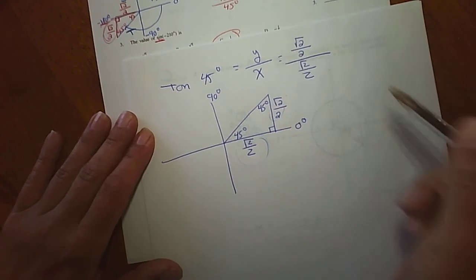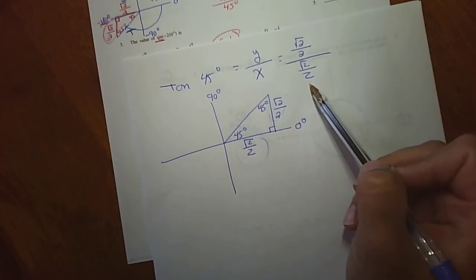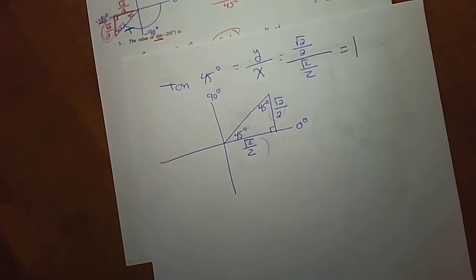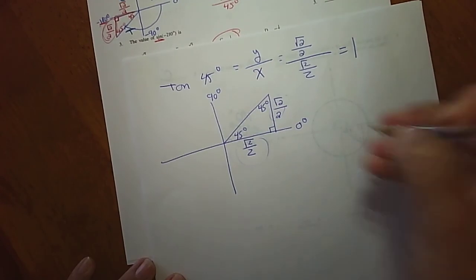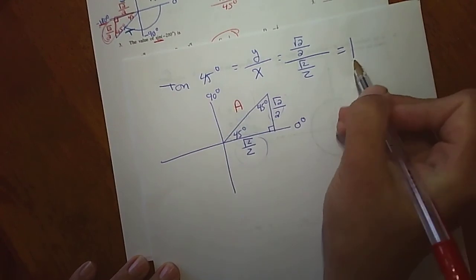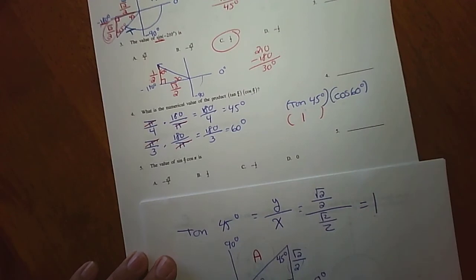And just like we did a minute ago, when the numerator and the denominator are the same, what's the answer? 1. Now, we have to decide, is it positive 1 or negative 1? Well, we're in the A quadrant. That means all things are positive, so we have a positive 1. So if I come here now, this is 1.